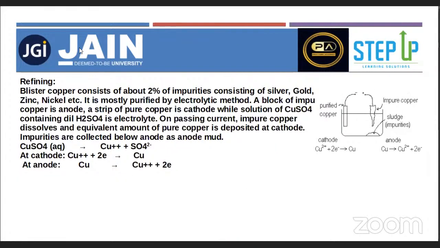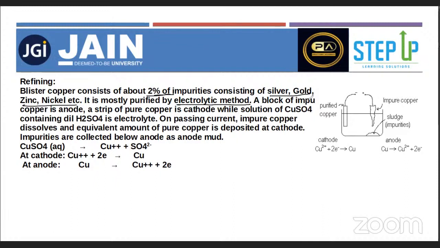Next, when I'm refining copper, blister copper, which contains 2% of impurities, that is silver, gold, zinc, nickel, all these D block elements, is mostly purified by the electrolytic method. Electrolytic method is what? Electricity is being passed through it.